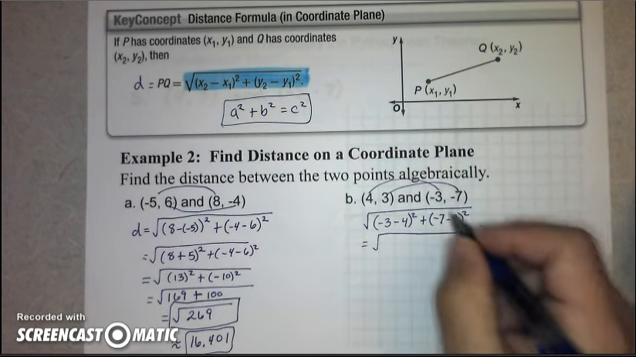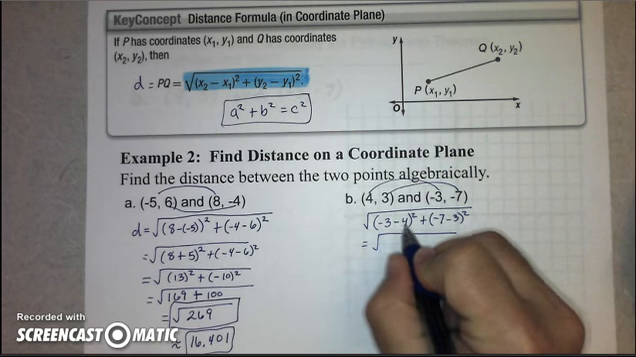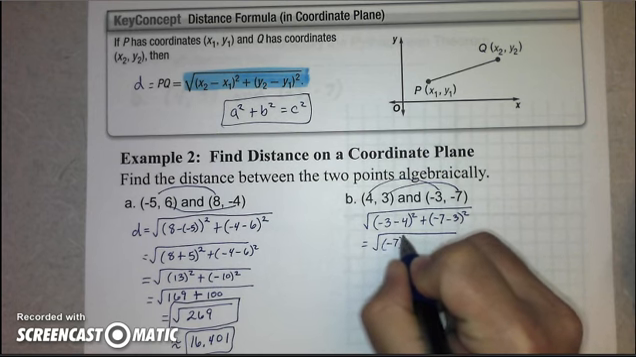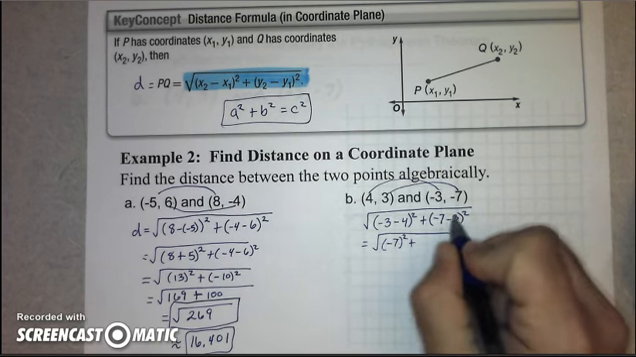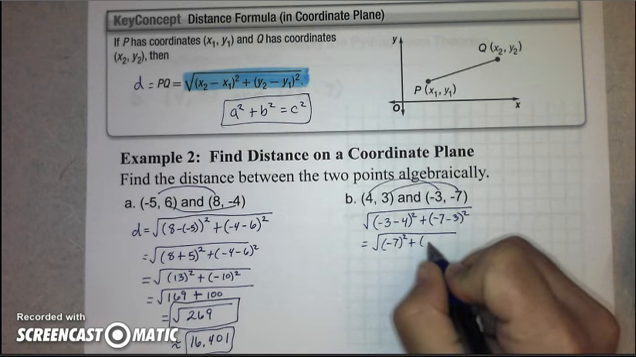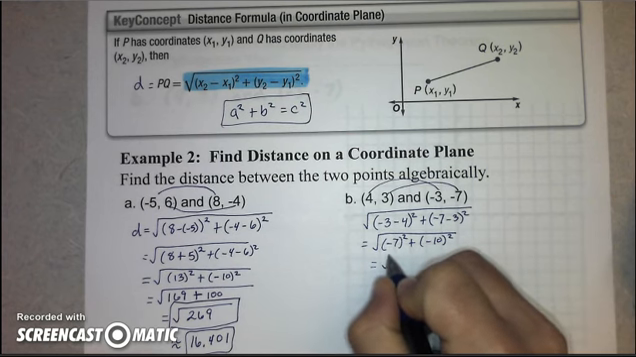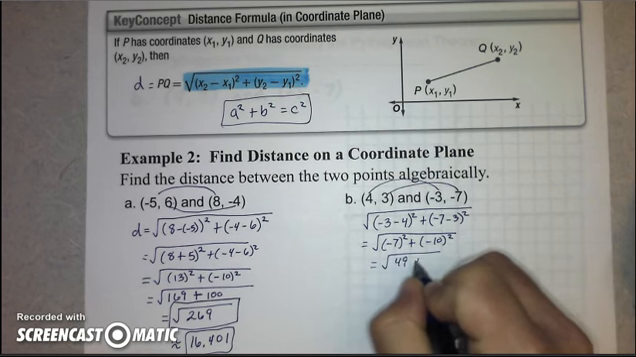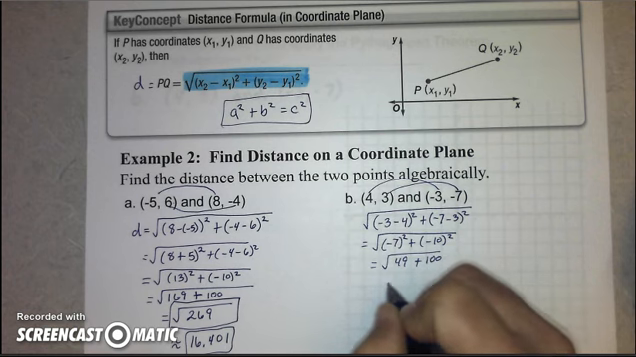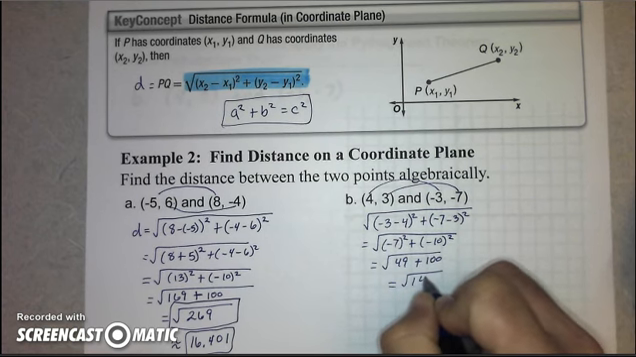Notice I keep my square root until the very end. So negative 3 minus 4 is negative 7. And negative 7 minus 3 is negative 10. So negative 7 squared is positive 49. Negative 10 squared is 100. And so we get the square root of 149.